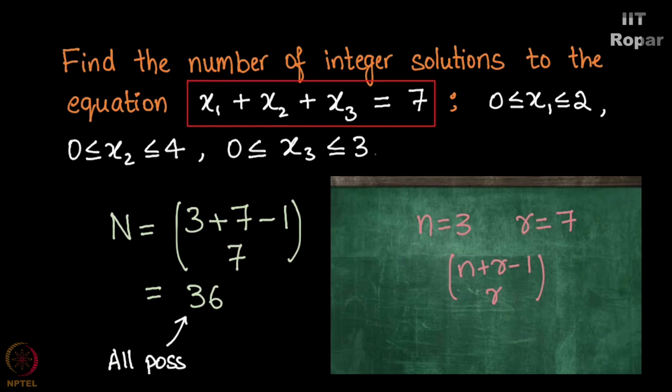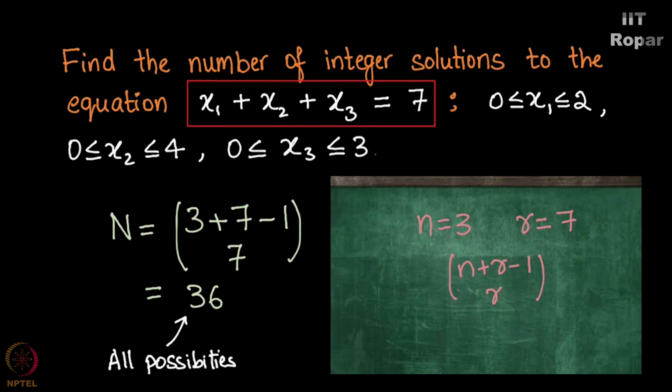But don't you think we are overcounting? Because here you would have even those possibilities where x1 is at least 3, right? It is at least 3 here, whereas the given condition is it should lie in the range 0 to 2. So we are overcounting some possibilities. Now, the next step would be to subtract all those unwanted possibilities. How do we do that?